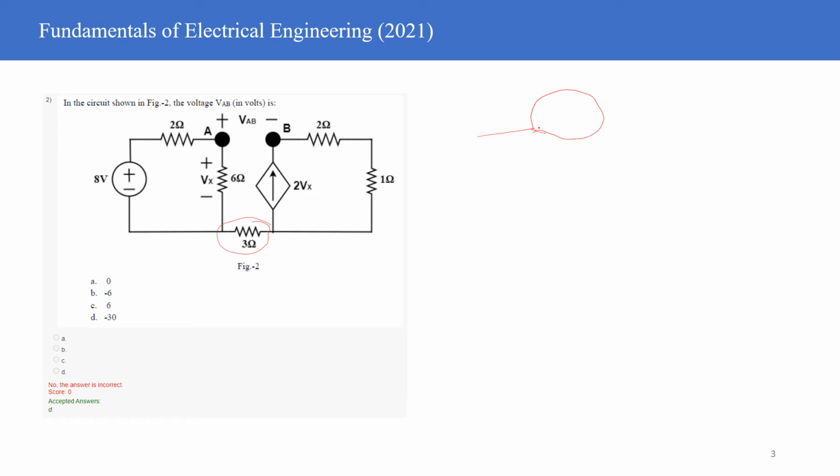No current can flow in this because if current flows here, it has to have a path to return back to the source, right? So for this particular 8 volt, this thing is a kind of a self loop, right? Did you understand what I'm trying to say?